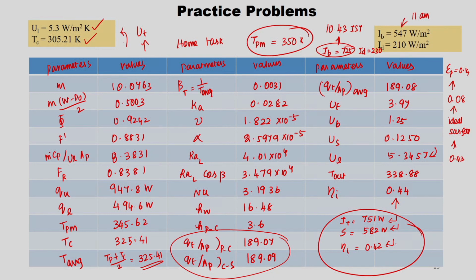So, for 0.43, these are the values I kept: IB of 547 watt per meter squared, ID of 210 watt per meter squared, IT of 751, S of 582. If we just change the plate emissivity value to 0.08 instead of 0.14, you would arrive at 43% efficiency. Like this, you can change the given data and see how your efficiency is affected by many other parameters.